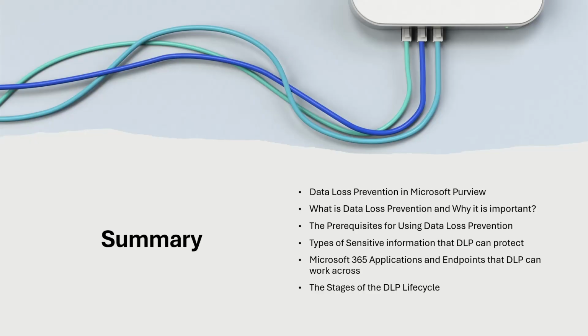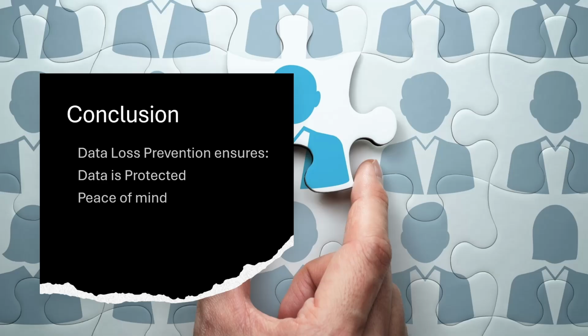So, we've looked at the key concepts of data loss prevention. We've looked at the importance of data loss prevention and seen how it works across Microsoft 365 applications and endpoints. We've considered the prerequisites for using DLPs, the type of sensitive information that it can protect, and the various stages of a DLP lifecycle. So generally, with DLPs, we can achieve better cloud security and data privacy across our organizations.